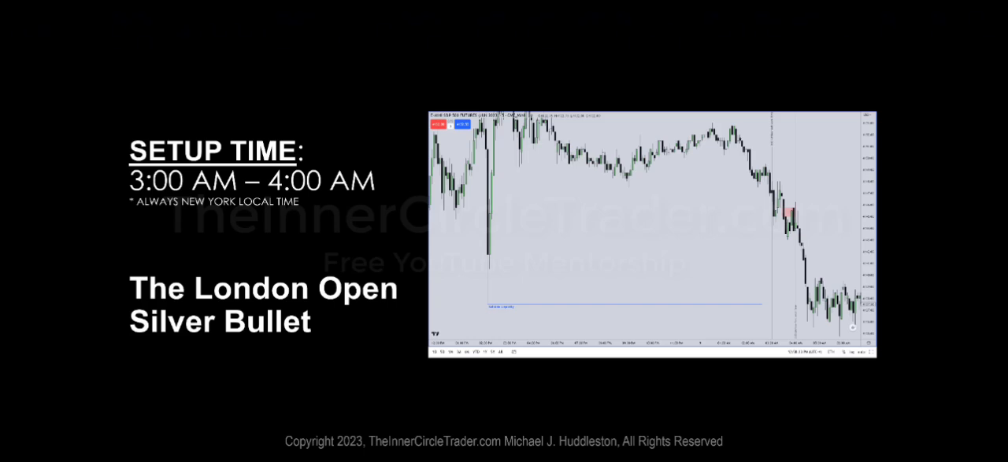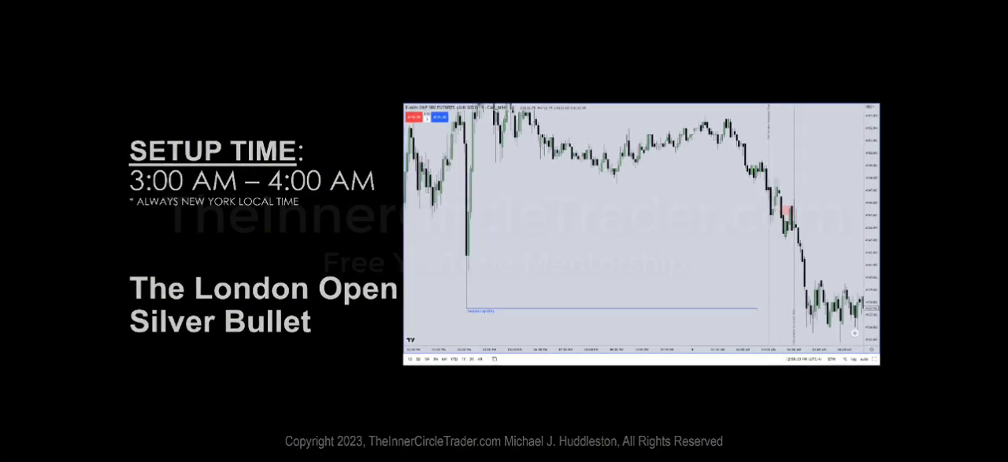So whenever I'm referring to a specific time, whether it be a window of time or a very specific time of the day, you have to have your charts calibrated to New York local time. Wherever that is, whenever that is, in your area. If we're observing daylight savings time, then you observe daylight savings time. That way it removes all the uncertainty and confusion. New York local time is what you're using when you're charting. This is the London Open Silver Bullet.